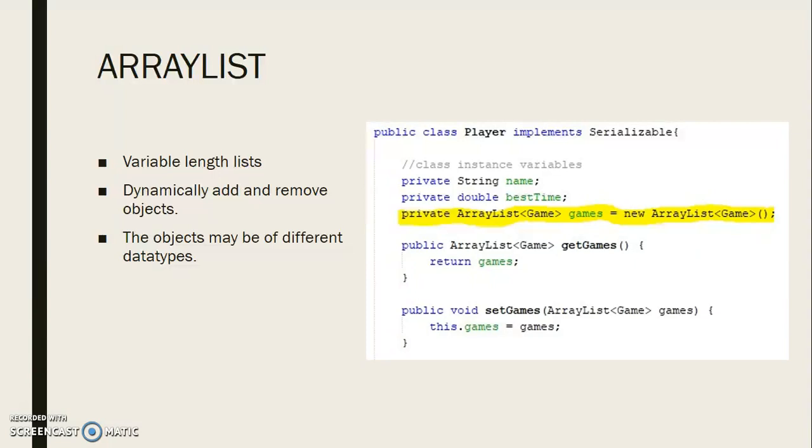Array lists allow us to create variable length lists of objects. They can dynamically add and remove objects from that list at runtime. The objects in the list might be of different data types.